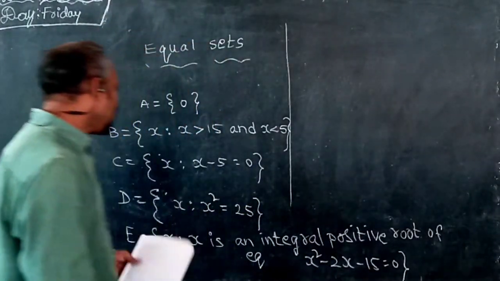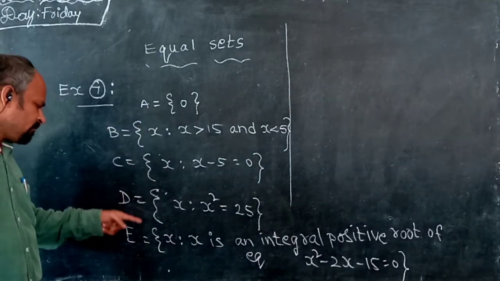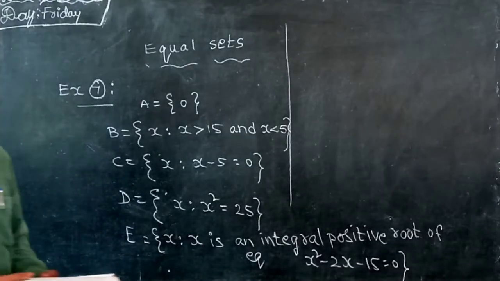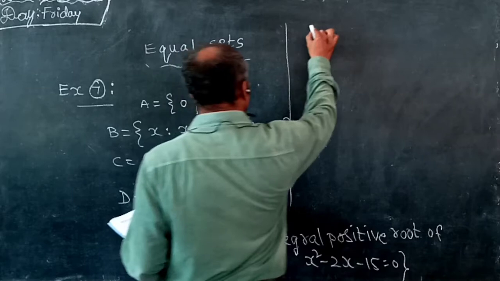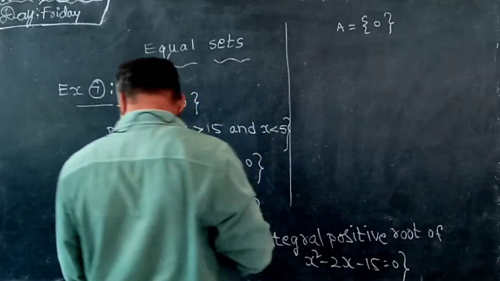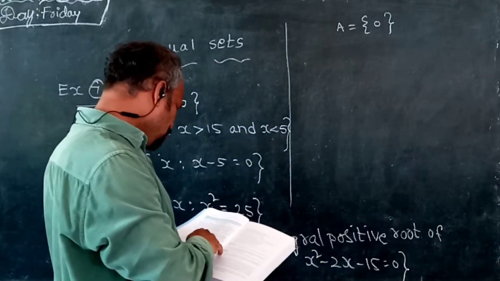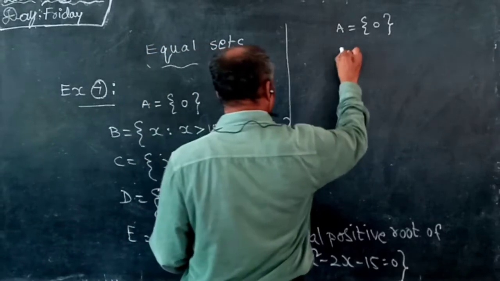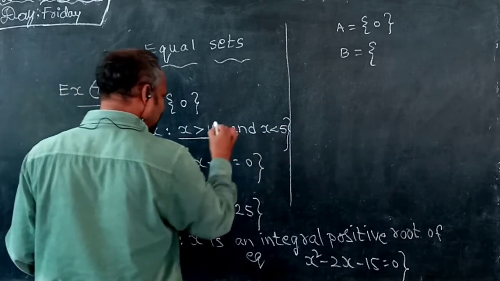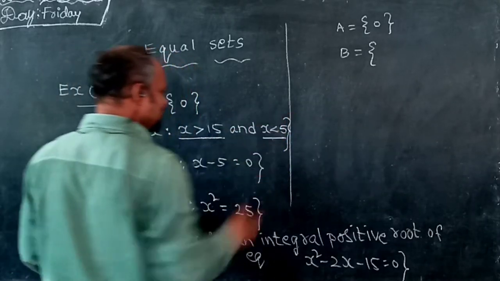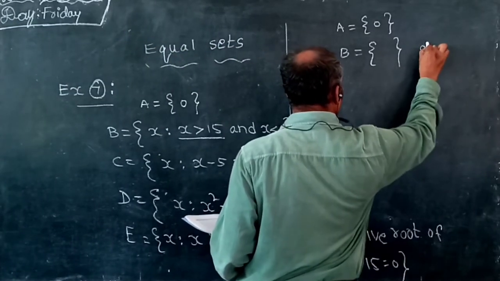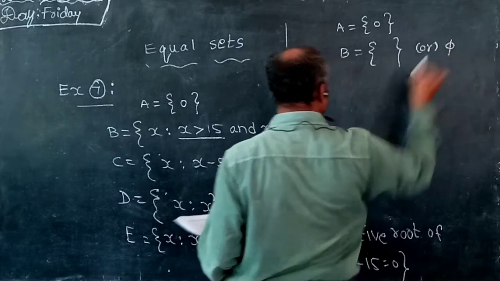So now first we will write all these in roster form so that we will get to know which sets are equal sets. Let us see, A is very clear, a set containing 0. Next, the B set: x such that x should be greater than 15 and also x should be less than 5. So you will not get any element like this, so we will write it as a null set.